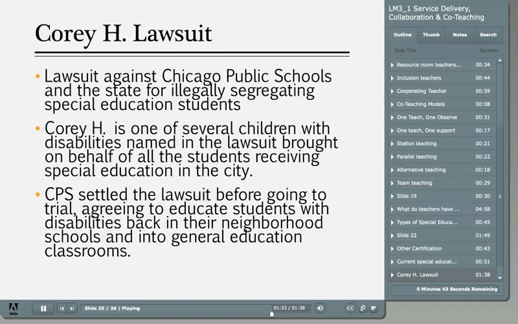So, this is where the 3 special education teacher certification categories came from. We have one cross-categorical certificate, which is the LBS 1, and then 2 categorical certificates, the DHH and the LVB certificates.